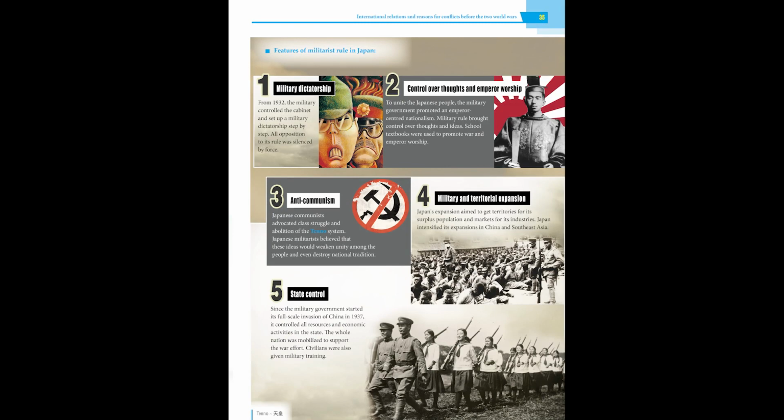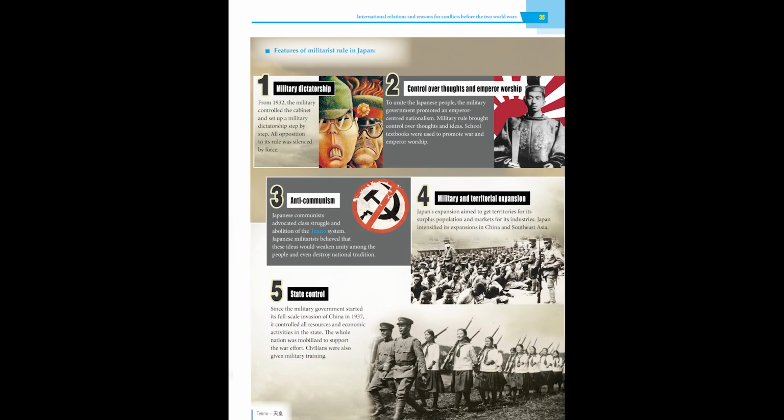Features of militarist rule in Japan. 1. Military dictatorship. From 1932, the military controlled the cabinet and set up a military dictatorship step by step. All opposition to its rule was silenced by force. 2. Control over thoughts and emperor worship. To unite the Japanese people, the military government promoted an emperor-centered nationalism. Military rule brought control over thoughts and ideas. School textbooks were used to promote war and emperor worship.